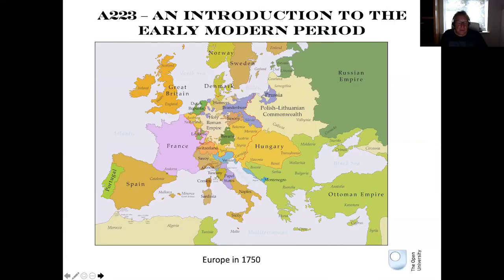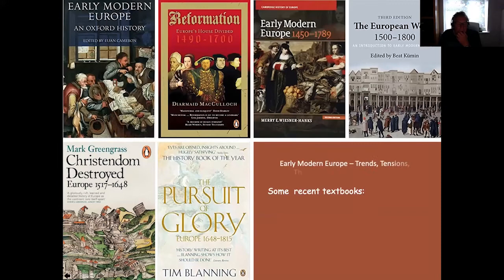This is Europe in 1750. I'll skip that. You can see it beginning to get more consolidated if you compare it with that map which I gave you first off. I've missed something, sorry. There's a page missing.